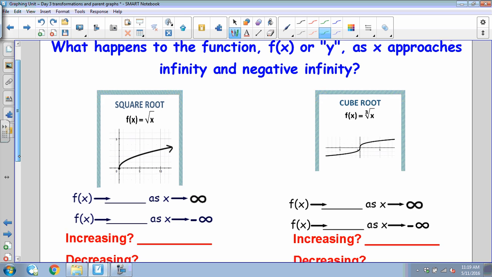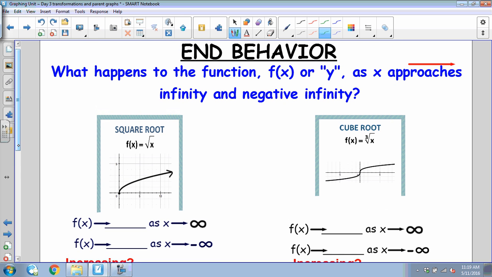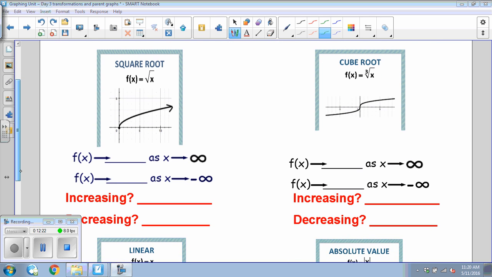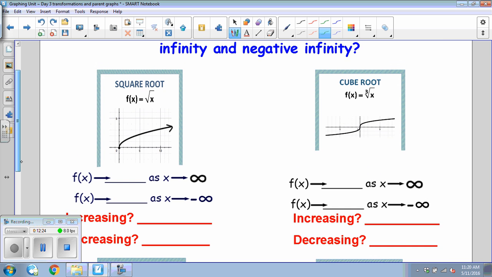Do y'all have the top part? No. No. I would draw a quick graph of the square root and a quick graph of the cube root. Too far? Yeah.